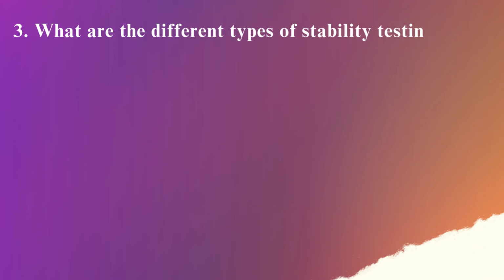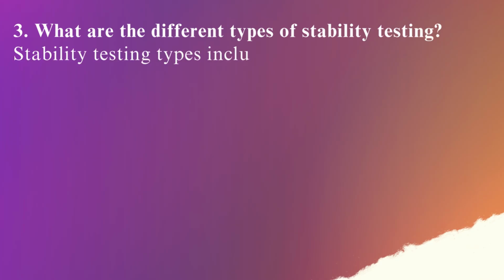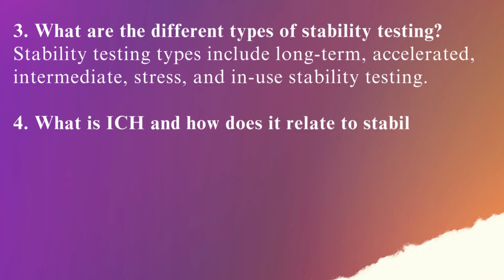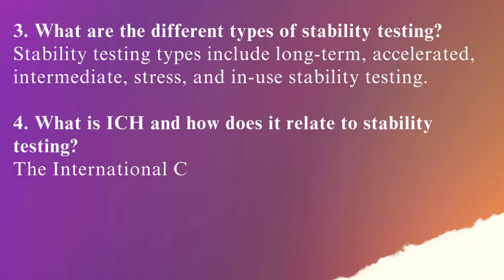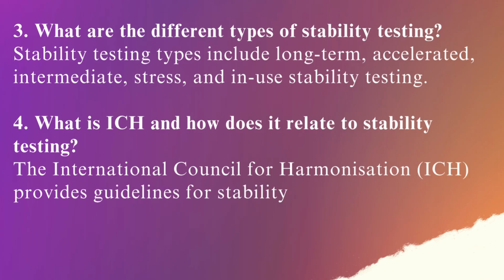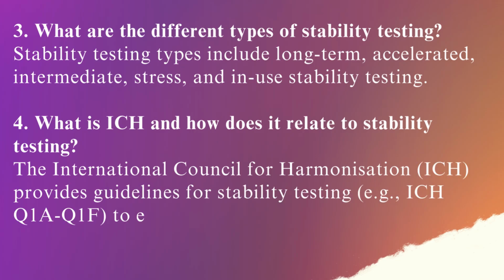What are the different types of stability testing? Stability testing types include long-term, accelerated, intermediate, stress, and in-use stability testing. What is ICH and how does it relate to stability testing? The International Council for Harmonization provides guidelines for stability testing. Example, ICH Q1, Q1F, to ensure global harmonization.